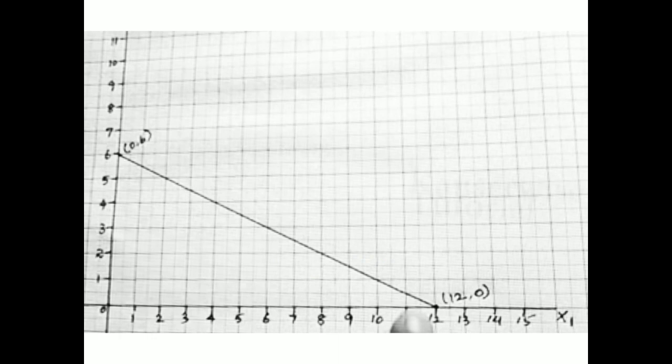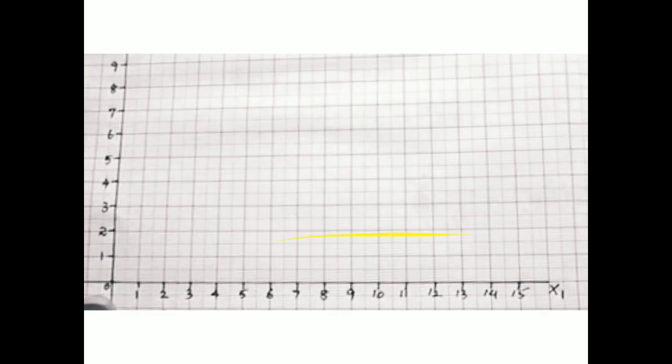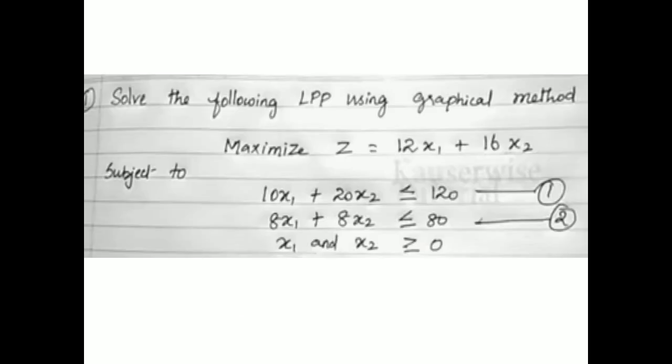The next step I will be doing is taking the second constraint equation, that is 8x1 plus 8x2 less than or equal to 80. This second constraint equation is marked as equation number 2. I will convert it into an equation. Again I will find two sets of points for x1 and x2 from this equation, and then I will plot them on the graph, join the points and obtain the line. So in this slide I have done it like this only. 8x1 plus 8x2 is equal to 80 means I have converted that inequality constraint into the equality constraint.